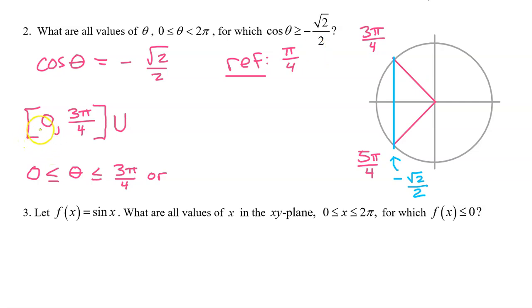Here is our first set of solutions in interval notation, and here it is written as an inequality. Let's pick up where we left off. So we found solutions from 0 to 3 pi over 4.